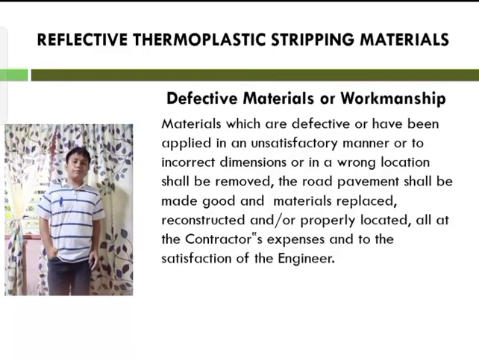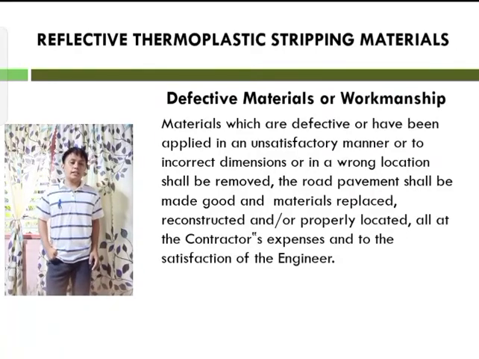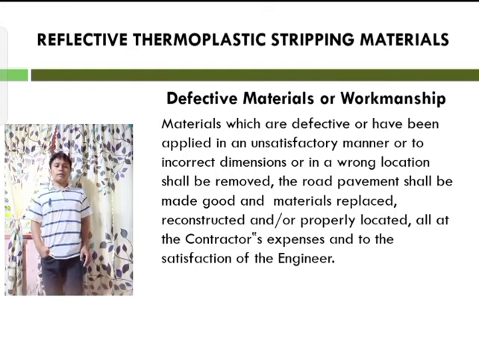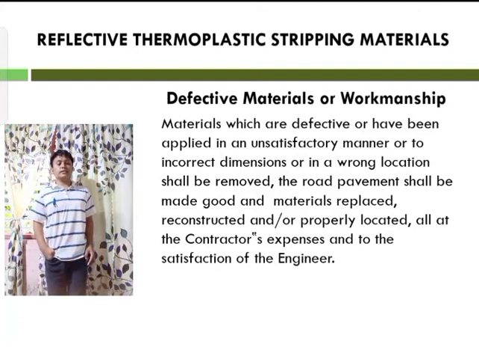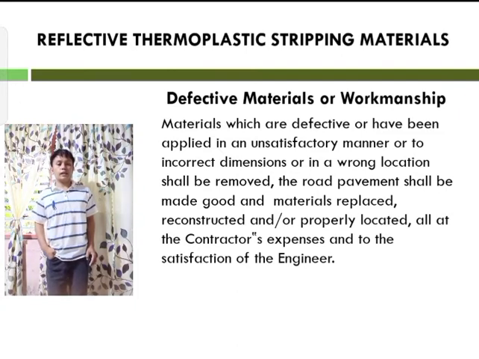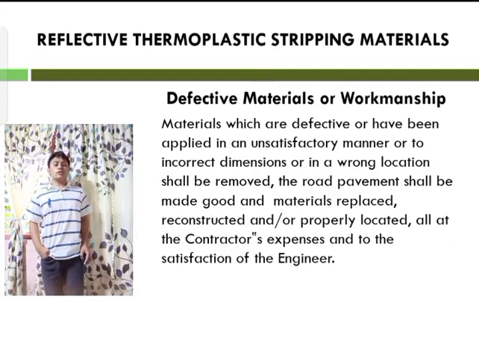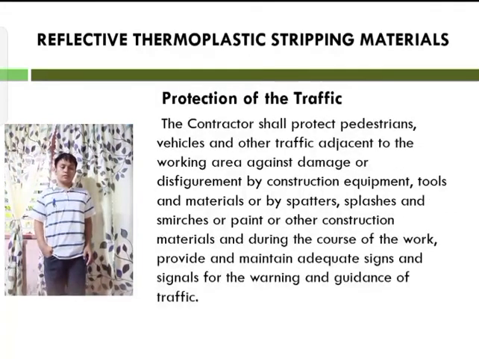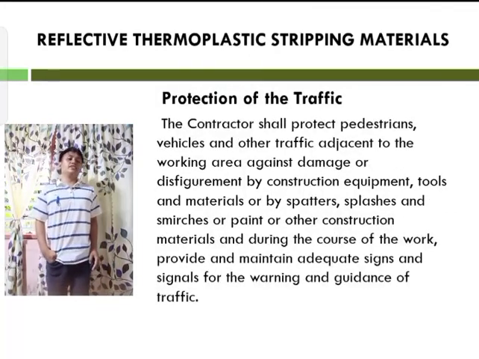So next, still under the application properties, we have defective materials or workmanship. Materials which are defective or have been applied in an unsatisfactory manner, or incorrect dimensions, or in wrong location shall be removed. The road pavement shall be made good and materials replaced, reconstructed and or properly located at the contractor's expense and satisfaction of the engineer. So there's no room for mistakes on that.